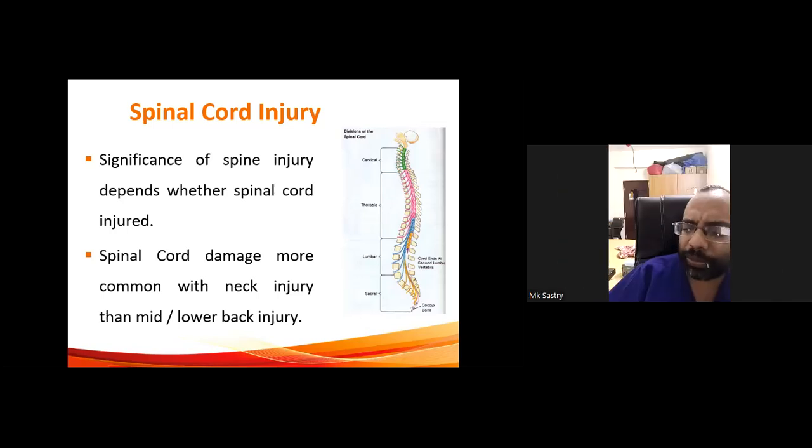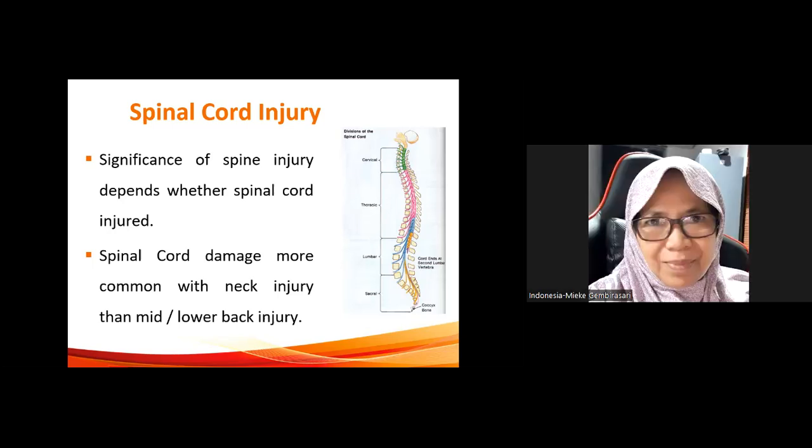So compression injury happens more in the mid and cervical area, right? So always take care of neck flexion injury, cervical and dorsal, thoracic region. Otherwise, if you have an injury there, you lose your life forever. Clear? Yes, sir.